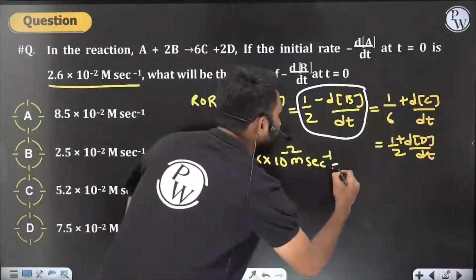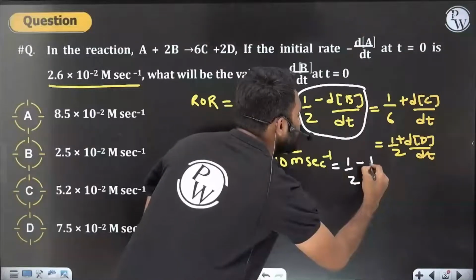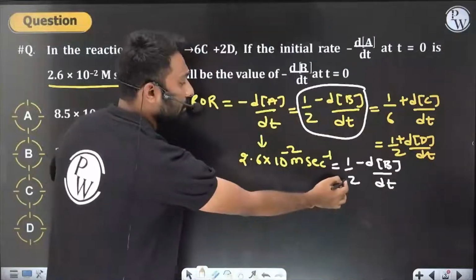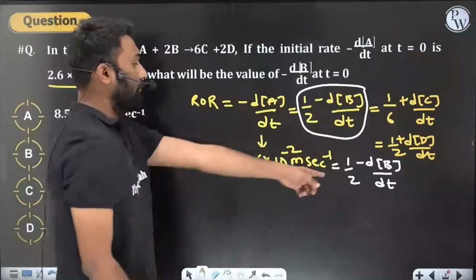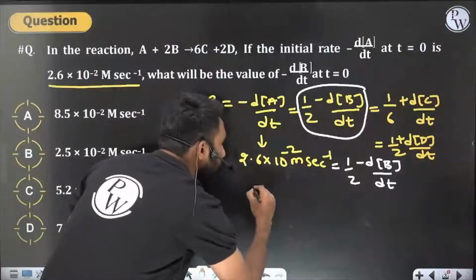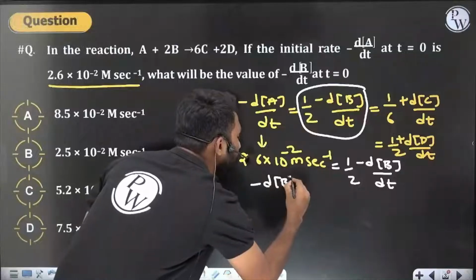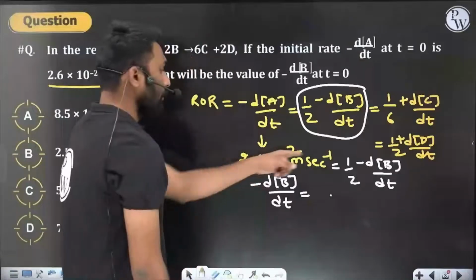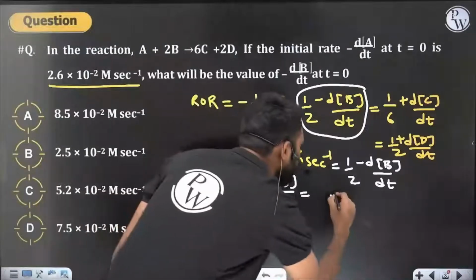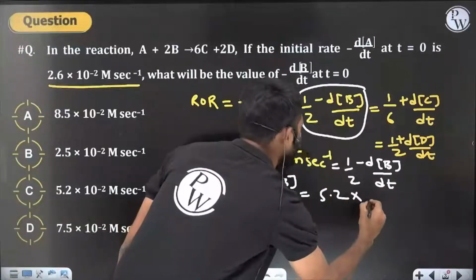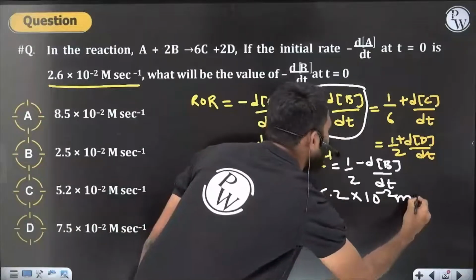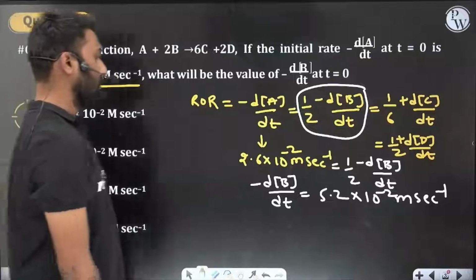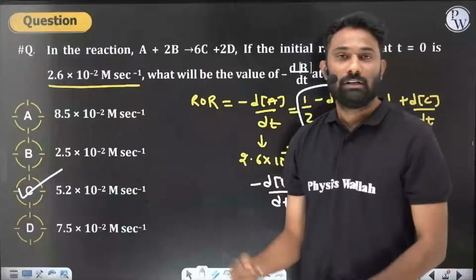Now this we can write as 1 by 2 minus dB by dt. Now if you take the stoichiometric coefficient 2 to the left hand side, minus d concentration of B by dt is equal to, now 6 to the 12, 5.2 into 10 to the power minus 2 molar second inverse. Which is the answer? Option number C is the correct one, right?